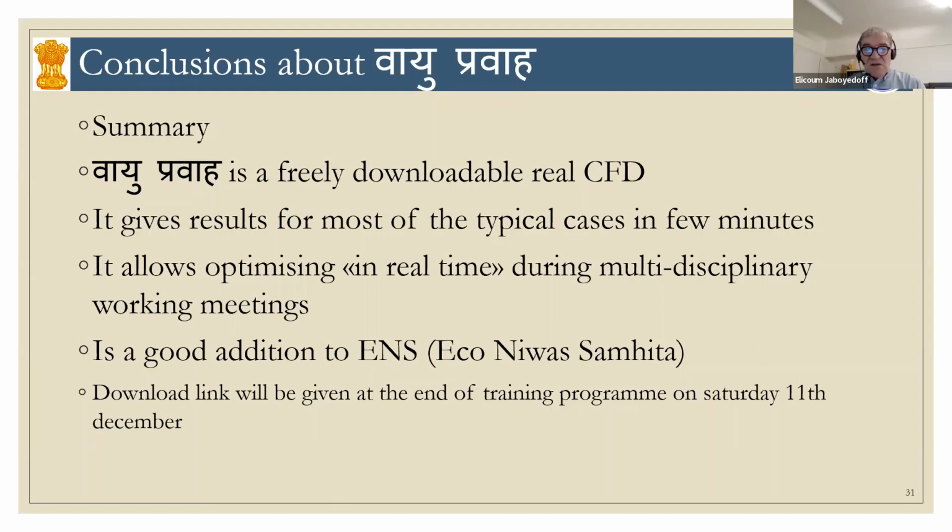So it is a good addition to Econivas Samhita in the sense that Econivas Samhita is a code which is very well developed to reduce heat gains, and which also specifies the minimum condition to be able to get a good natural ventilation. But this tool allows us to go beyond that in the sense that we can look at a group of buildings and look at how we can get the wind helping at natural cross ventilation at night especially.